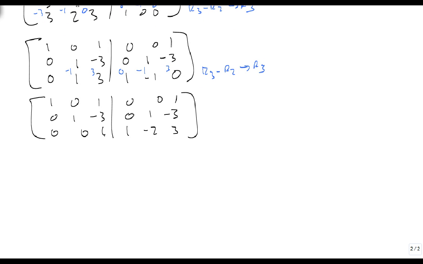Unfortunately, I'm going to have to create fractions at this point. There's nothing else I can do. We'll just take row 3 times 1 sixth, store that in row 3. And we're almost done with the inverse after this step.